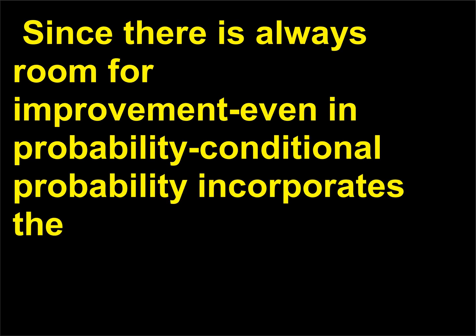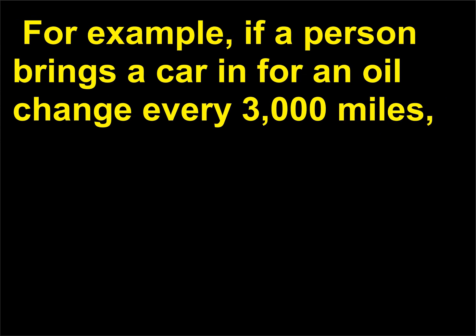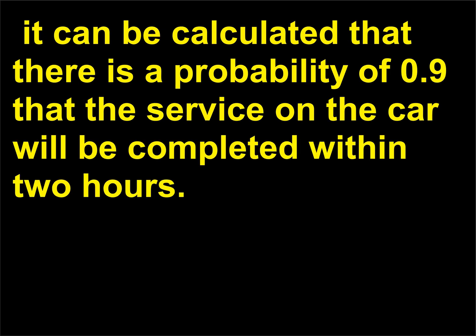Since there is always room for improvement even in probability, conditional probability incorporates the idea that once more information becomes available, the probability of further outcomes can be revised. For example, if a person brings a car in for an oil change every 3,000 miles, it can be calculated that there is a probability of 0.9 that the service on the car will be completed within 2 hours.